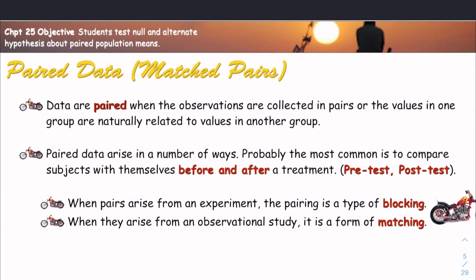Paired data arise in a number of ways. Probably the most common is to compare subjects with themselves before and after a treatment. So this is a type of pre-test, post-test. When pairs arise from an experiment, the pairing is a type of blocking. When they arise from an observational study, it's a form of matching. So we have blocking and we have matching. Blocking is from experiments and matching is from observational studies. Also remember that only one of these two has a cause and effect relationship, and that's from experiments. We never can say that there's a causal relationship from an observational study.